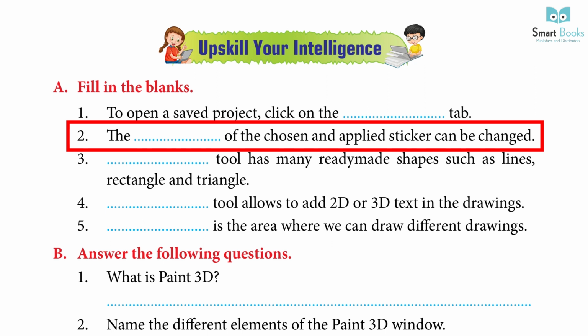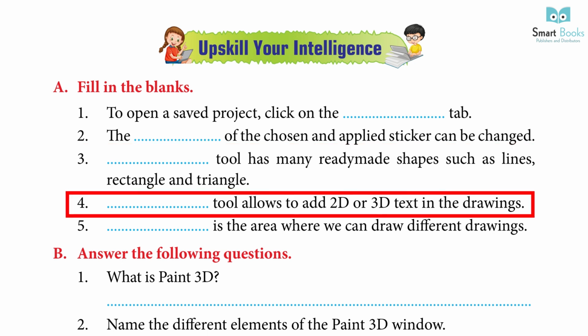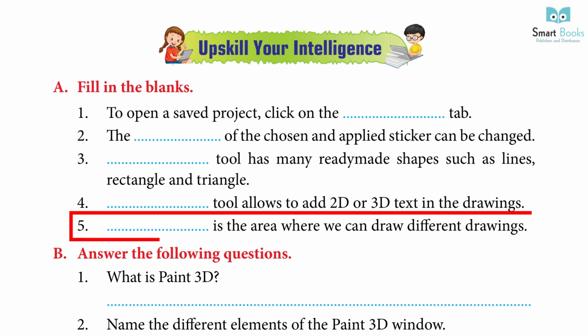2. The dash of the chosen and applied stickers can be changed. Answer: classification. 3. Dash tool has many ready-made shapes such as lines, rectangles and triangle. Answer: 2D shape. 4. Dash tool allows to add 2D or 3D text in the drawings. Answer: text tool. 5. Dash is the area where we can draw different drawings. Answer: 3D paint window.